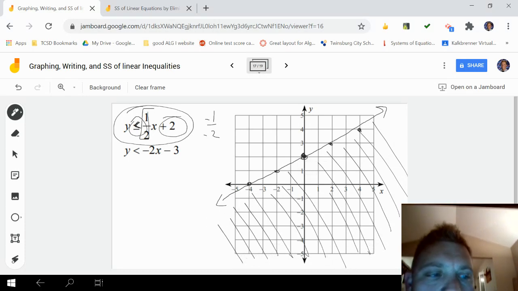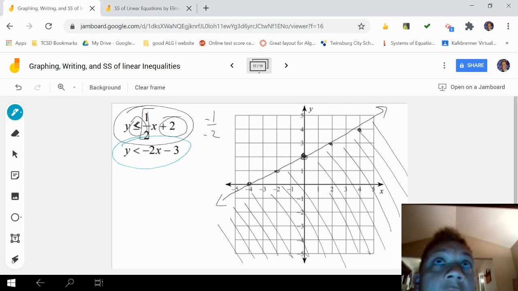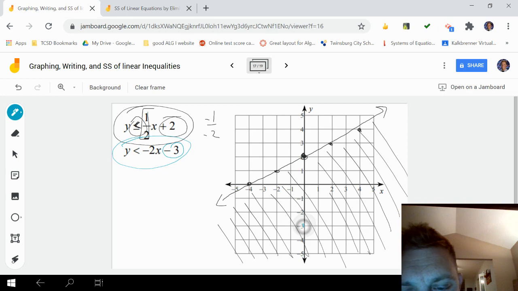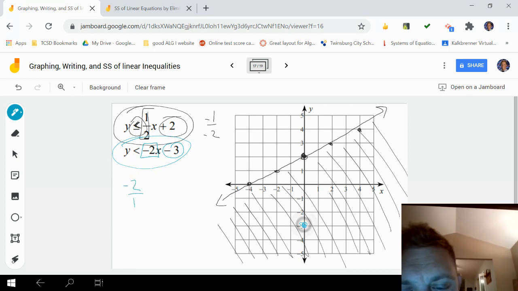So now in blue, I'm going to graph this inequality. I'm going to start here at -3, plot my point. What do my directions tell me from there? -2, what does -2 mean? Easy, -2/1. So down 2, and right 1. I can't do that anymore, so I went down and right.